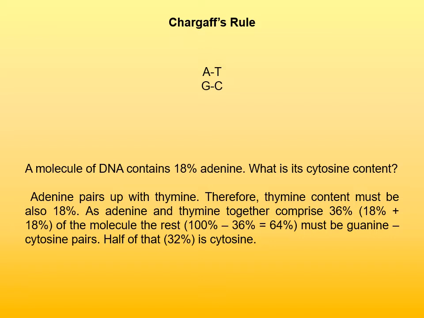Well, since adenine pairs up with thymine, that means that thymine content must be the same as adenine. It must be 18%. And in turn, that means that adenine and thymine together comprise 36% of the molecule. The rest, 64%, must be guanine-cytosine pairs, and then half of that, or 32%, is cytosine.